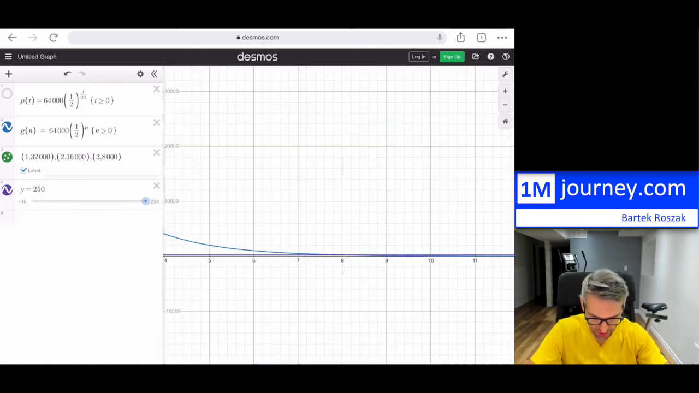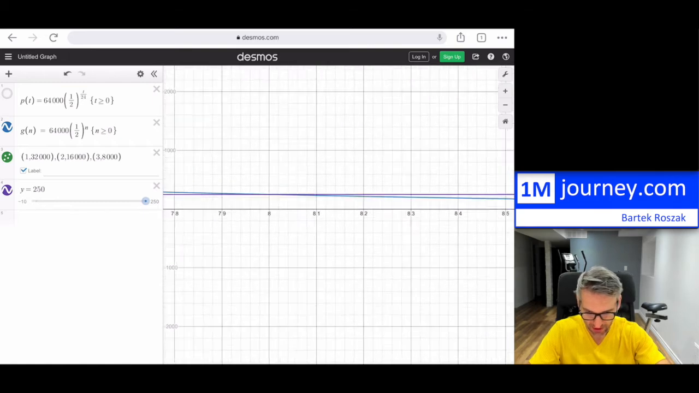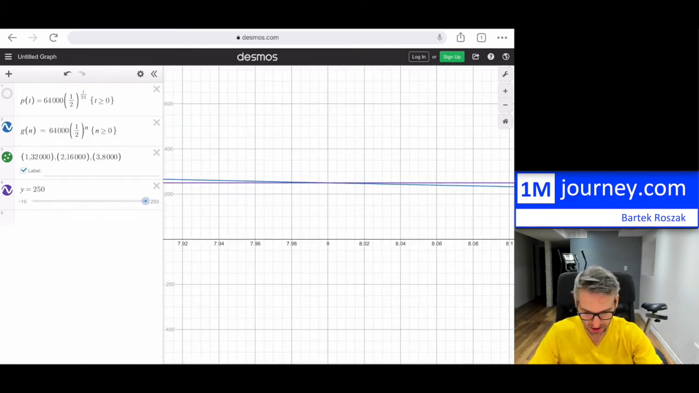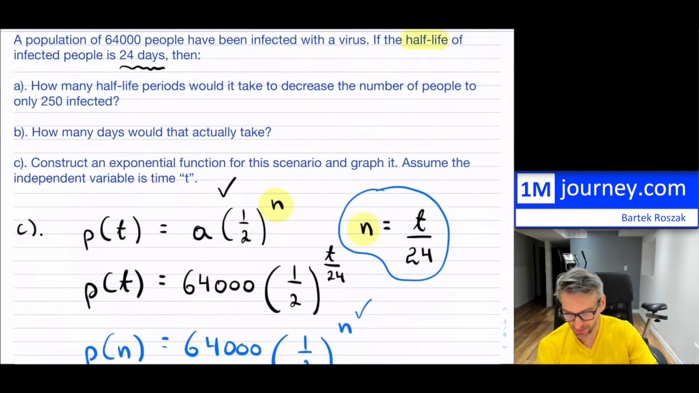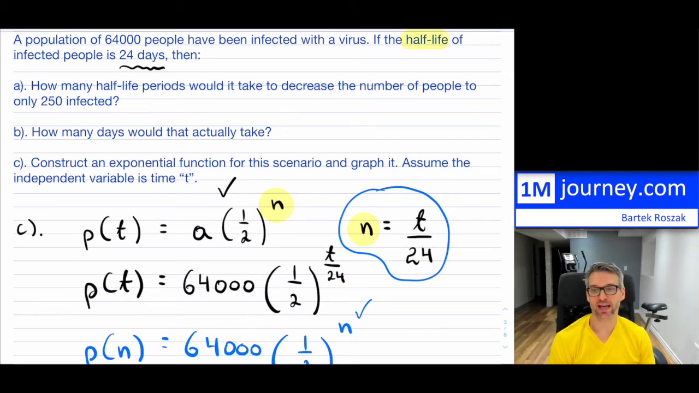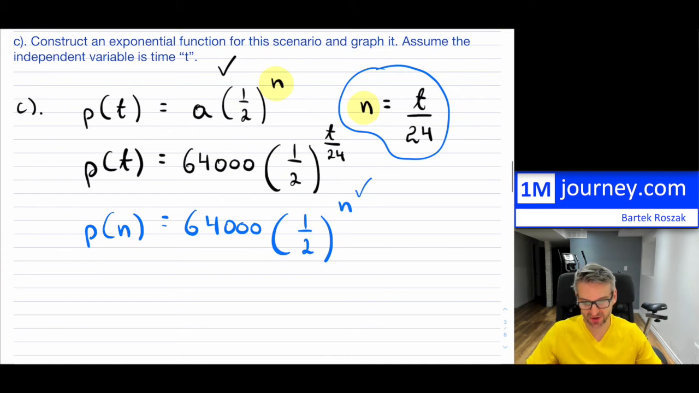Okay, so just to see where they're intersecting here. Here's the intersection point somewhere here, and notice that's 250, and that happens at the 8th period. So that's when it happens. Now, what does that actually mean? How many days would that take? That's part B.